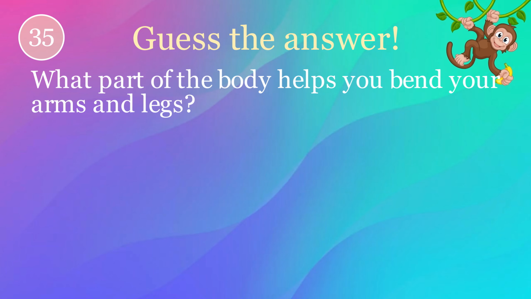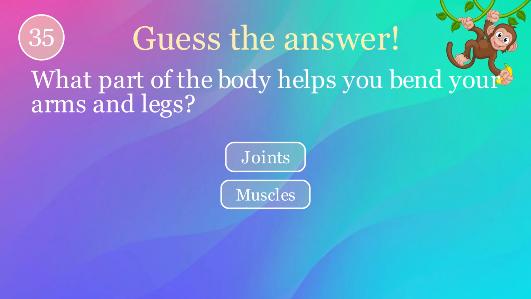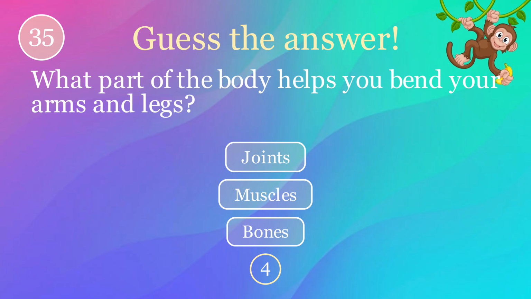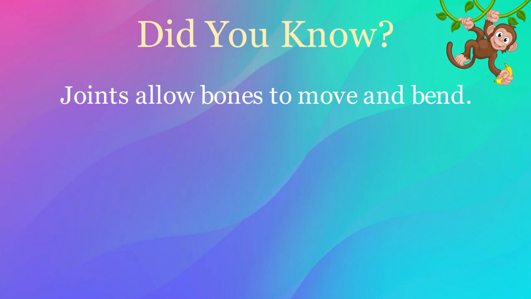What part of the body helps you bend your arms and legs? Joints. Muscles. Bones. The correct answer is joints. Here's an interesting fact. Joints allow bones to move and bend.